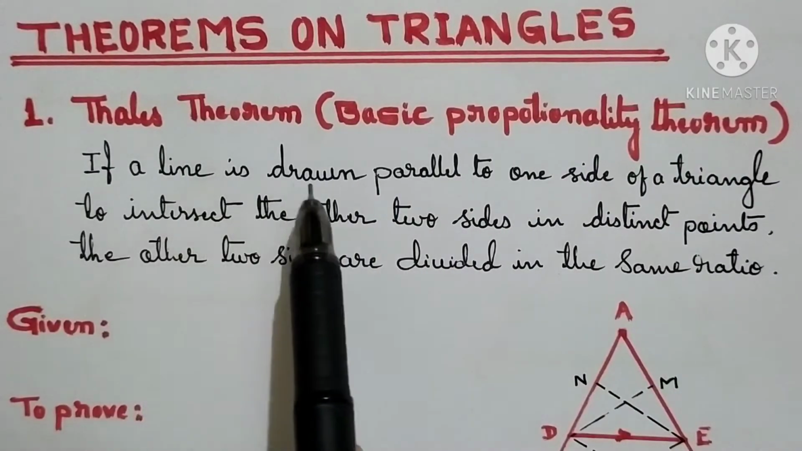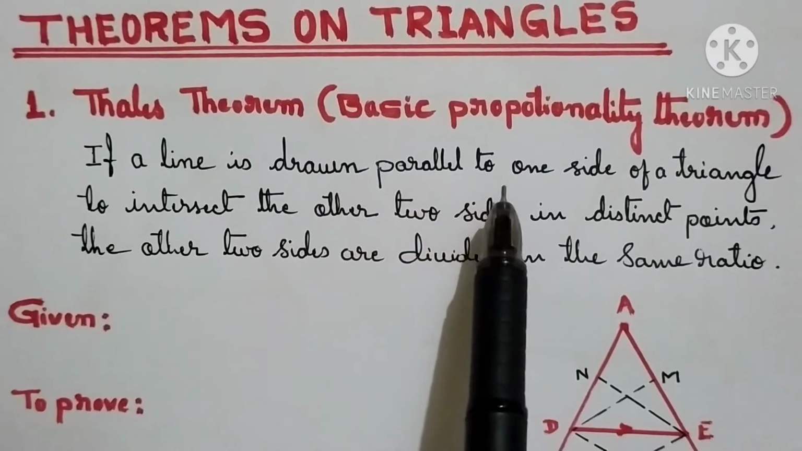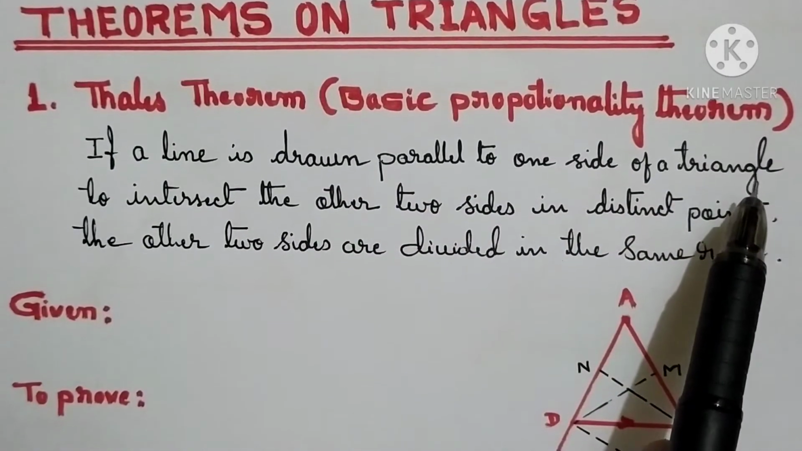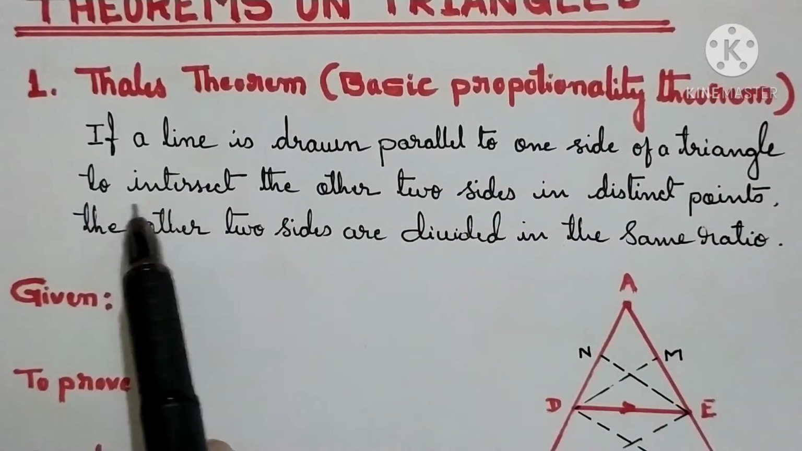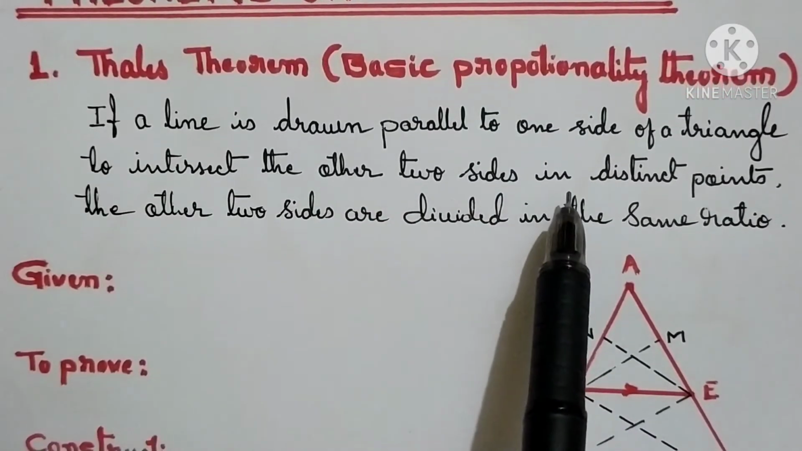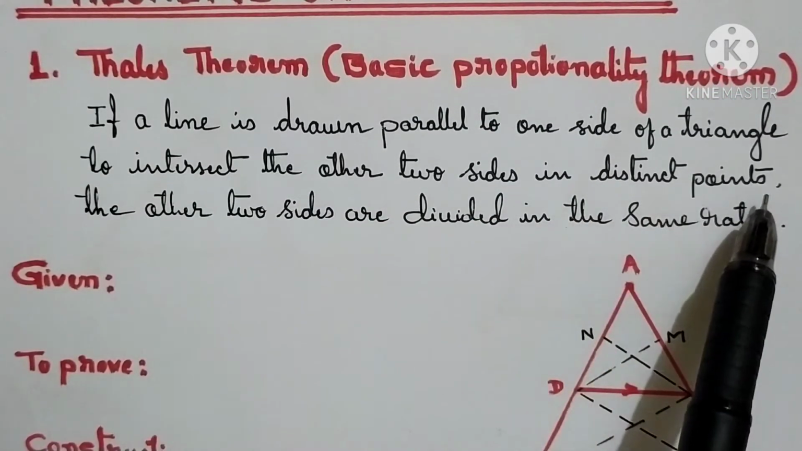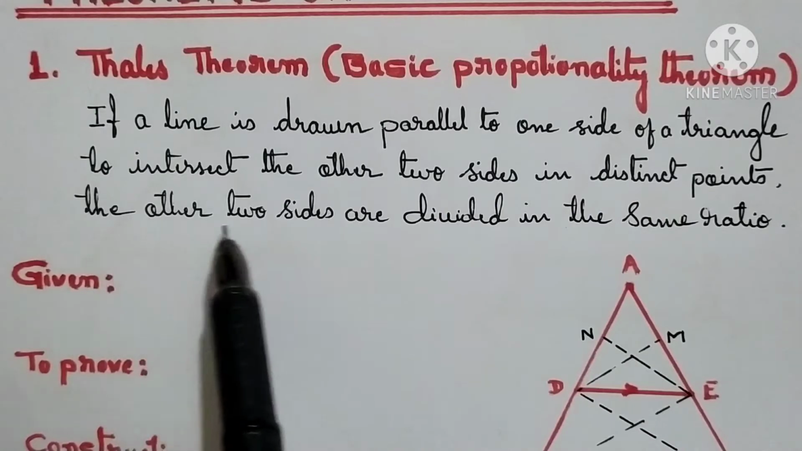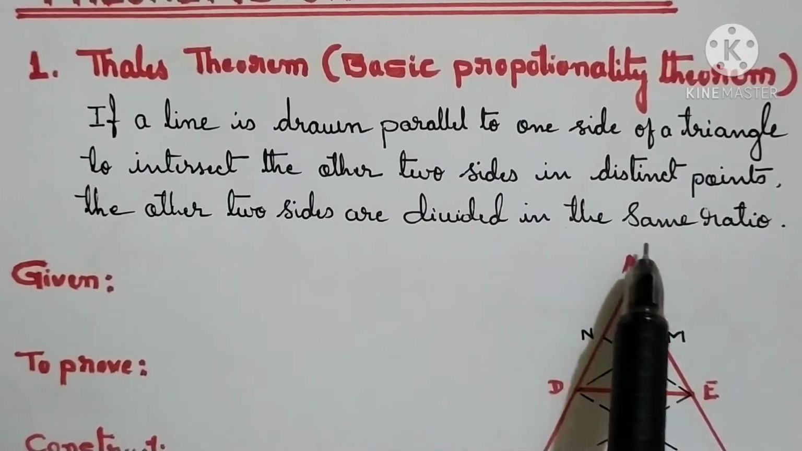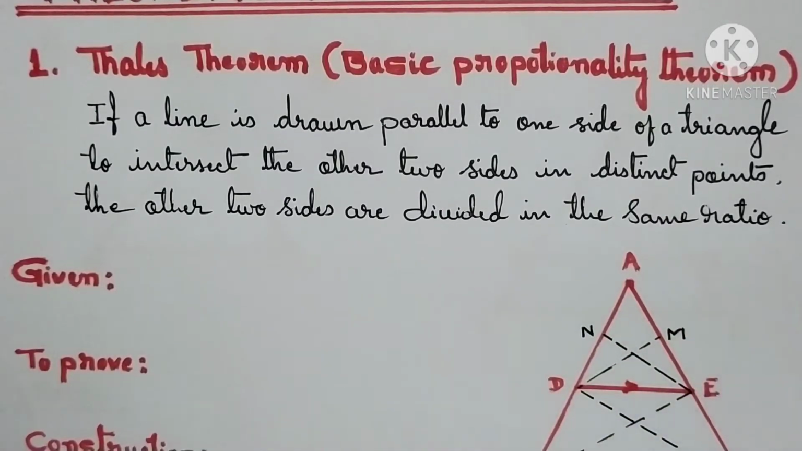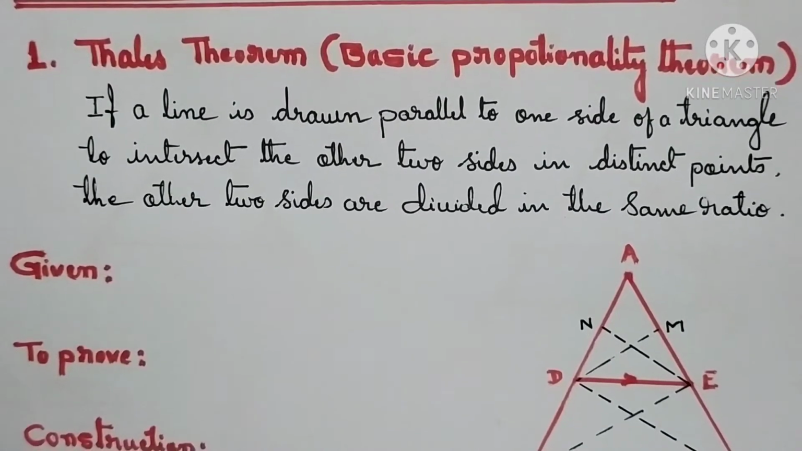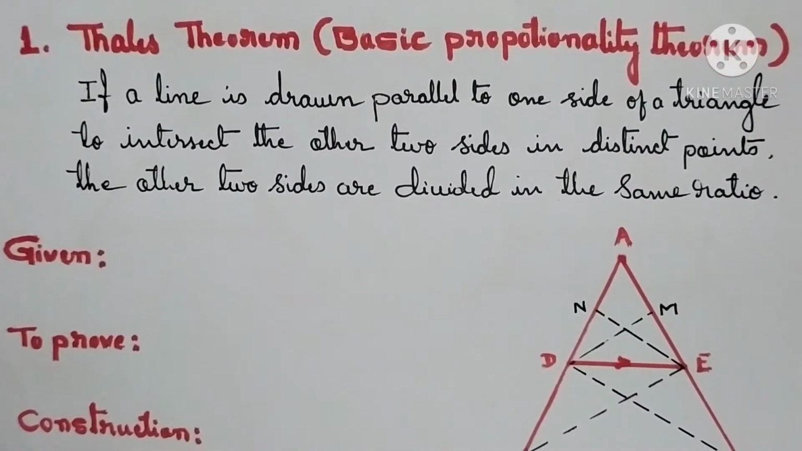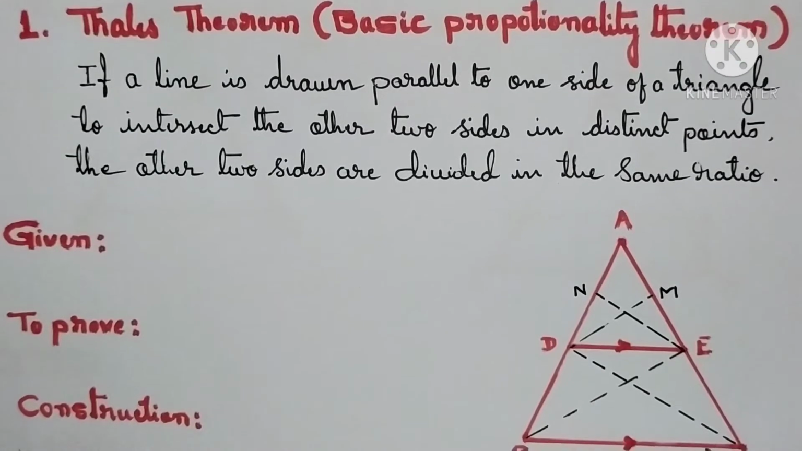If a line is drawn parallel to one side of a triangle to intersect the other two sides in distinct points, the other two sides are divided in the same ratio. Let us see here the diagram.